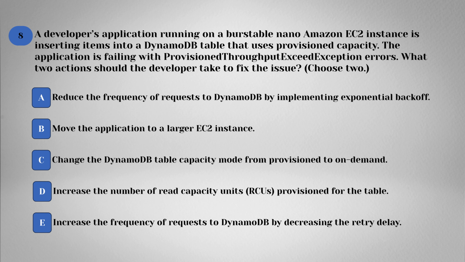A developer's application running on a burstable nano Amazon EC2 instance is inserting items into a DynamoDB table that uses provisioned capacity. The application is failing with ProvisionedThroughputExceededException errors. What two actions should the developer take to fix the issue?